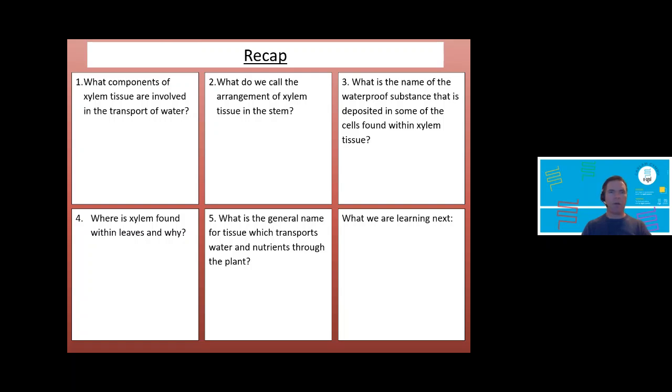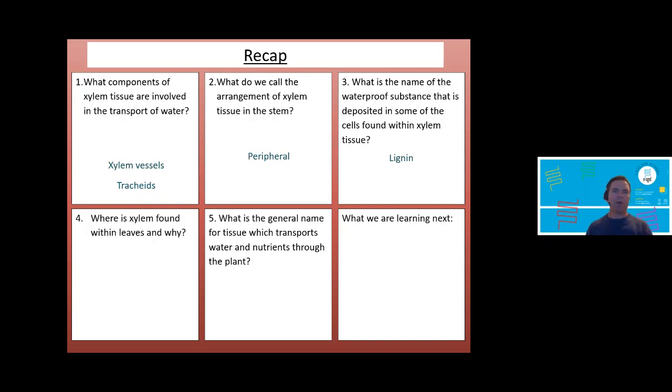So you were asked there, what components of xylem tissue are involved in the transport of water? So we're not going to be talking about fiber cells, are we? We're not going to be talking about parenchyma. We're only interested in xylem vessels and tracheids. What do we call the arrangement of xylem tissue in the stem? It's not a central arrangement, that's the root, and it's not in the midrib in the veins. It's the peripheral arrangement. The name of the waterproof substance deposited in some of the cells found within xylem tissue, that's going to be lignin.